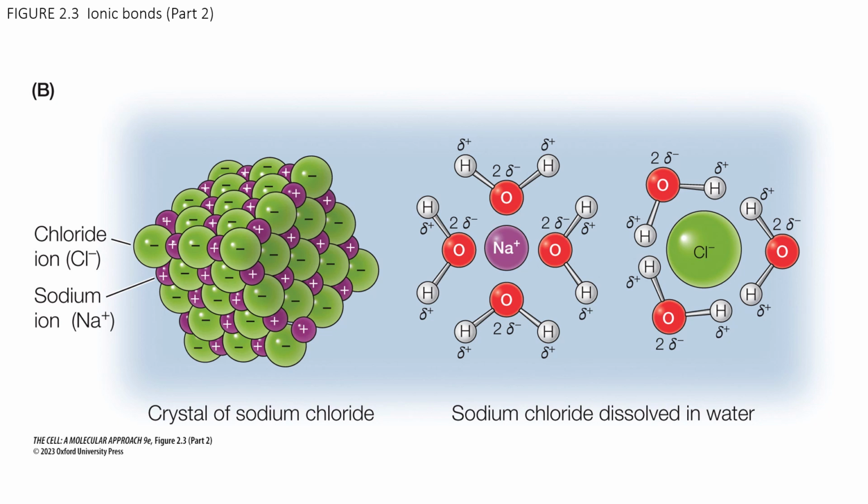Because of the polarity of the water molecules, the negatively charged ends of the oxygen will be attracted to and surround, almost like an aqueous shell, the sodium ion, whereas the hydrogens, the positively charged ends, will be attracted to the chloride atom to very simply form a shell around there as well.